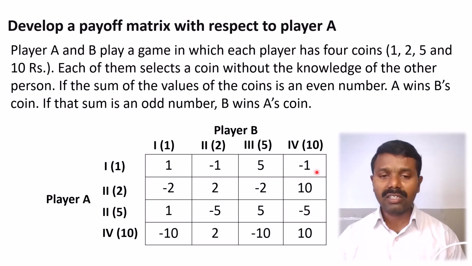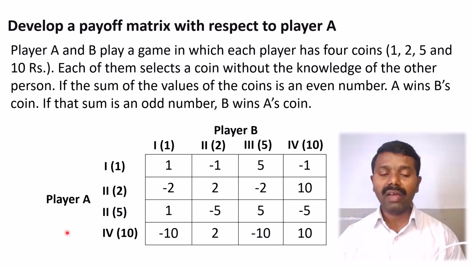Then with the fourth strategy, 1 and 10: he selected 1 rupee and player B gave 10 rupees. The sum will become an odd number, so he will lose only 1 rupee. That is why 1 rupee is lost to player A, and that is why we write minus 1. So the total payoff matrix we are writing with respect to player A only.